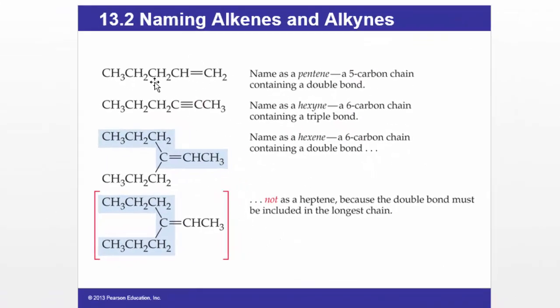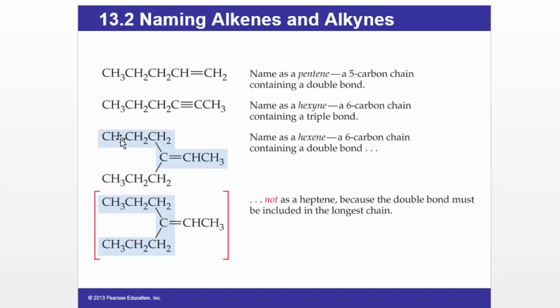This is an example. What is the parent? You count these 5. So the parent alkane is pentane, and since it contains one double bond, it is pentene. So this is a pentene, a 5 carbon chain. This one, if you count them, is a 6 carbon chain containing a triple bond, so it must be hexyne. Now, this one you name as hexene, a 6 carbon chain containing a double bond.